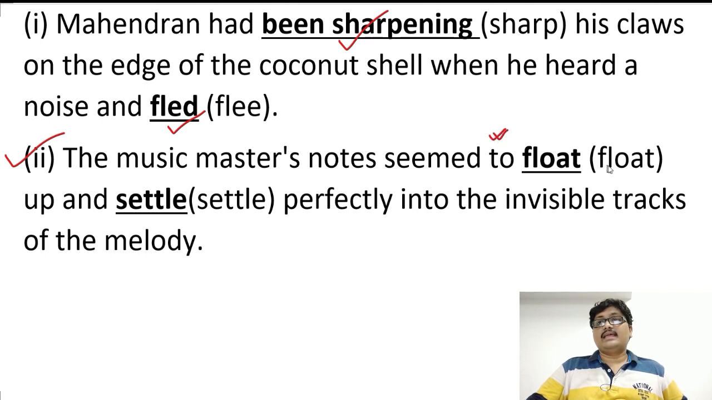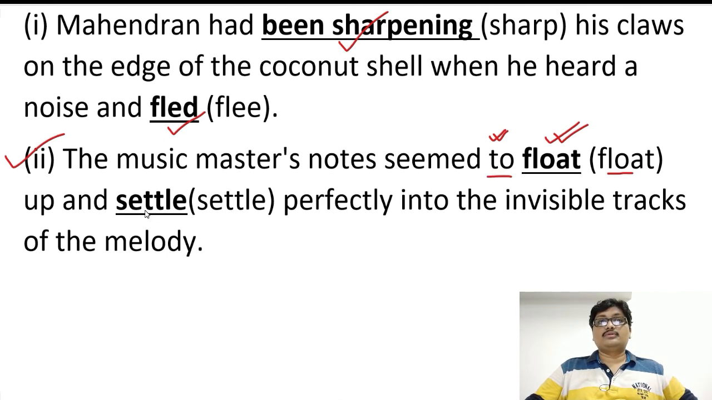And the second question: the music master's note seemed to float. Because 'to' has been given before the blank and the verb has been given, float. So the obvious answer is the base form of the verb float, because together, to plus verb makes an infinitive. And next, up and settle. Settle perfectly. So this is also an infinitive, settle. Understood? Okay.